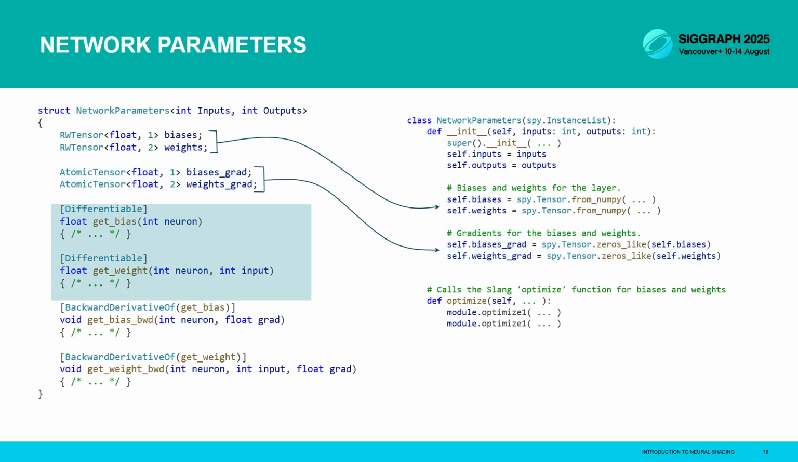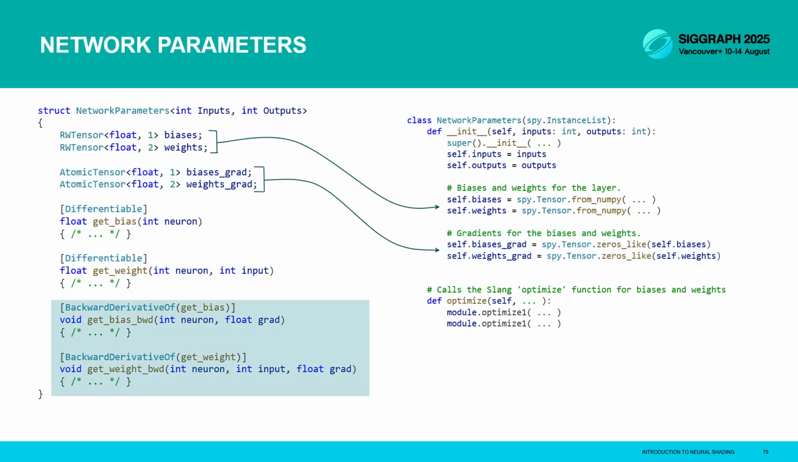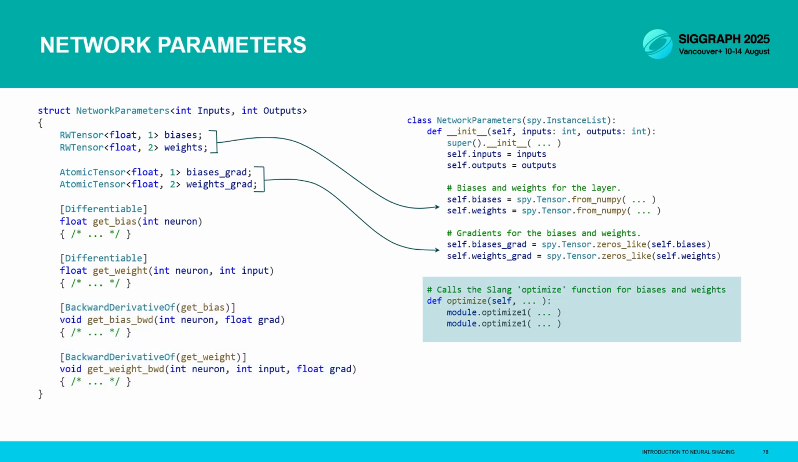Then we have accessors to read those biases and weights, and corresponding accessors that will write the bias and weight gradients. And finally, just to keep things clean on the Python side, we've added a helpful little optimize function to the network that feeds both the biases and weights and their gradients to the Adam optimizer.